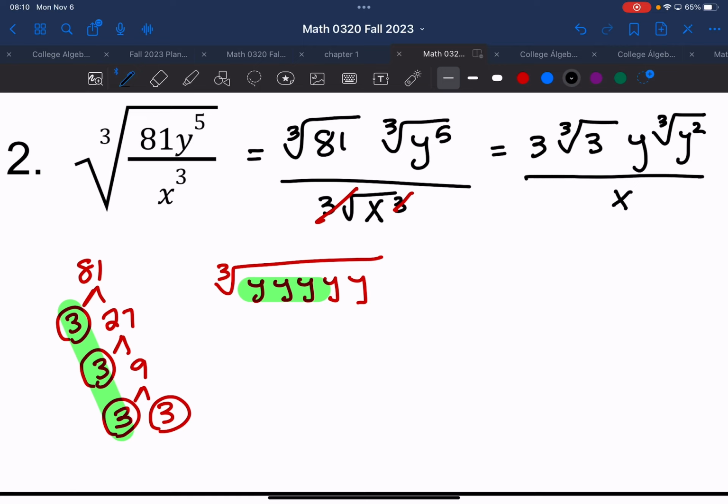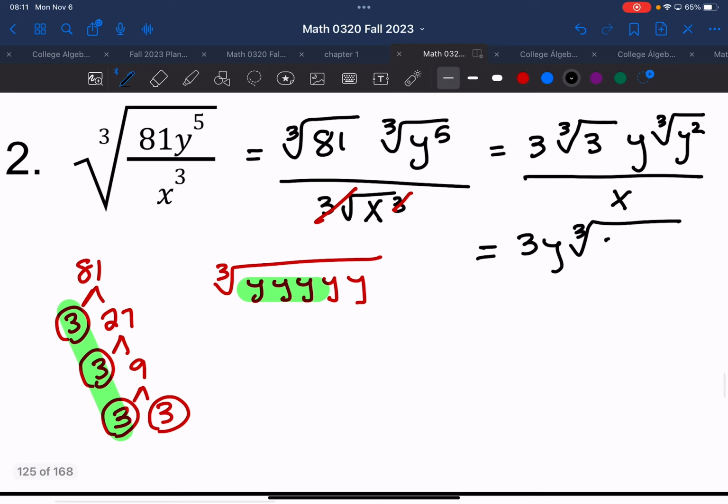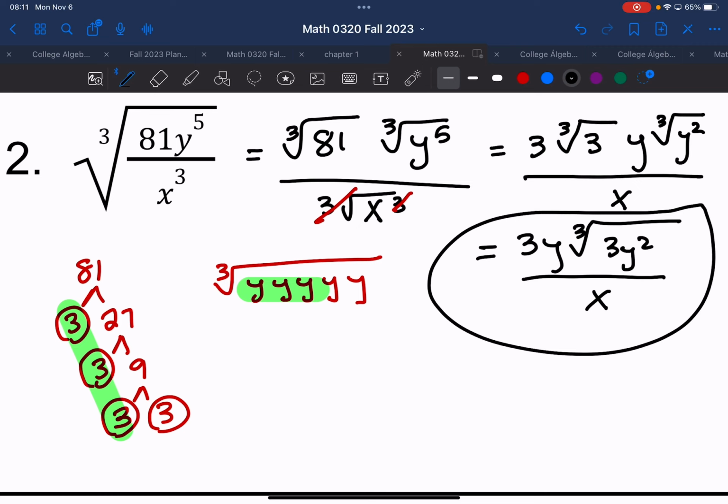So before we say this is our final answer, let's go ahead and combine our numerator. Okay, so in our numerator, we have two terms on the outside of the radicals. What are those two terms? The 3 and the y. Those are on the outside. What is left on the inside of both radicals? 3y squared all over x. That's our answer.